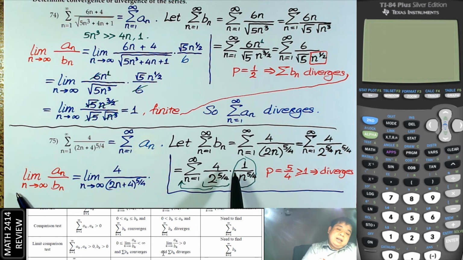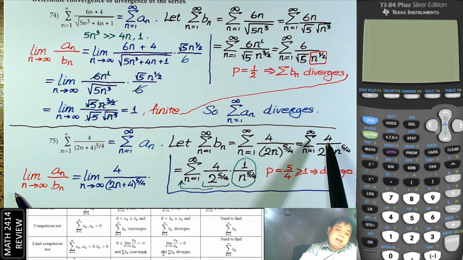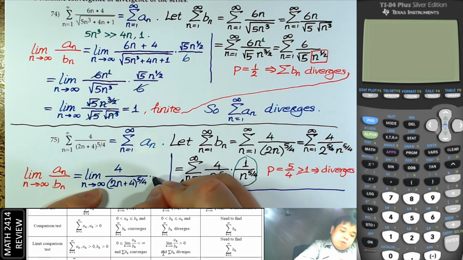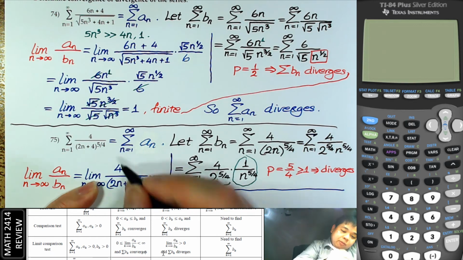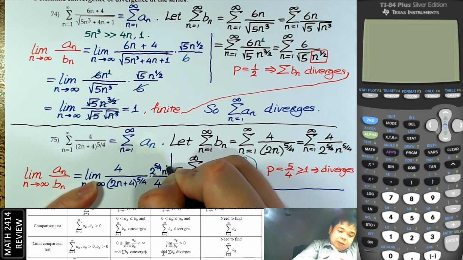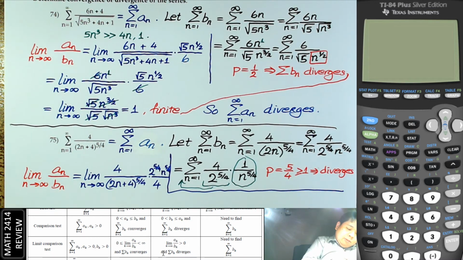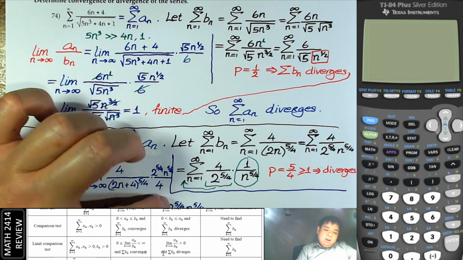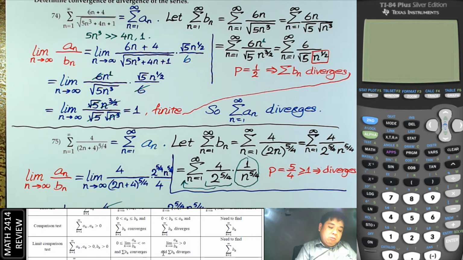Right, so I'm going to use this as b sub n, and since we divide by b sub n, we multiply by the reciprocal. The 4 goes to the bottom, 2 to the 5 over 4 on the top, and then n to the 5 over 4. The 4 and the 4 cancel out. That constant doesn't do anything. Both the n and the 2n plus 4 of that.